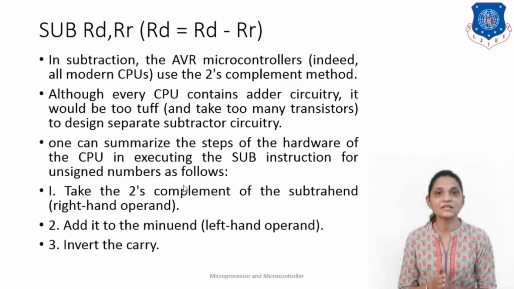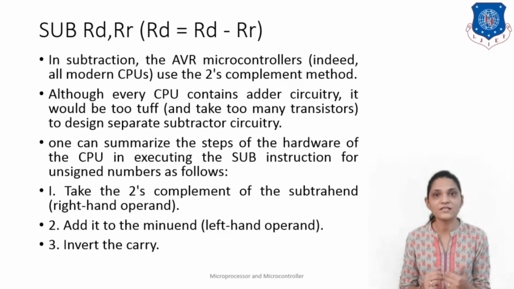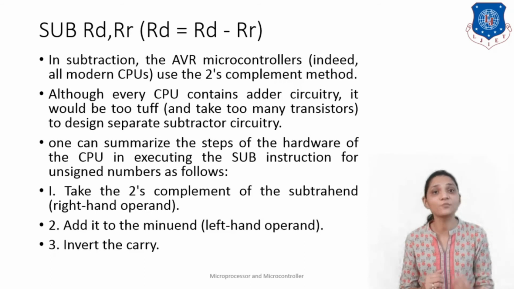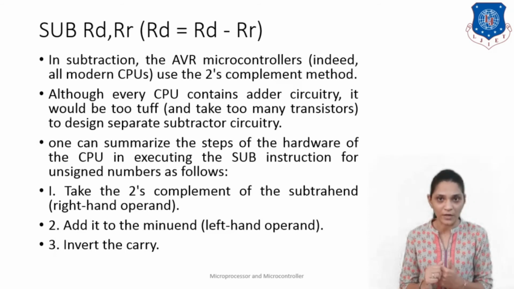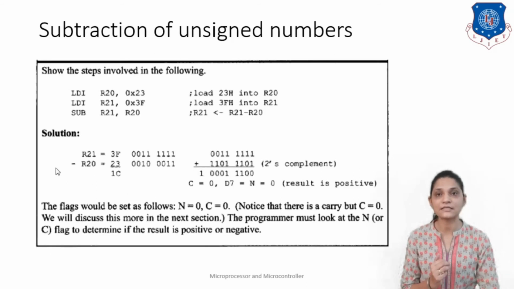If carry is generated, then you put it as a 0 and your result is positive. If carry is not generated, that means the borrow is generated, then you complement that and put it as a 1. Okay, it will be clear when we see one example. Let us see the example.